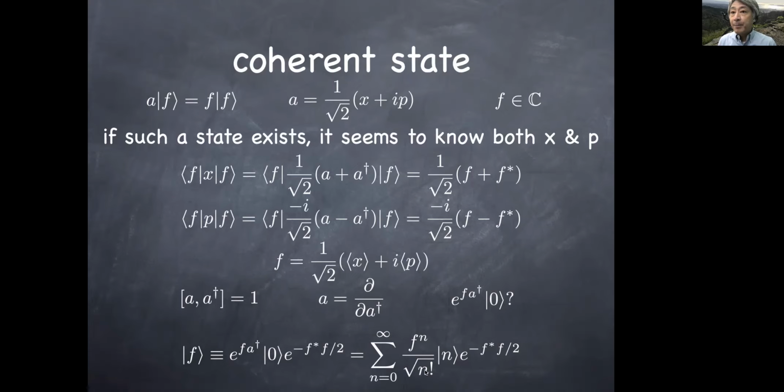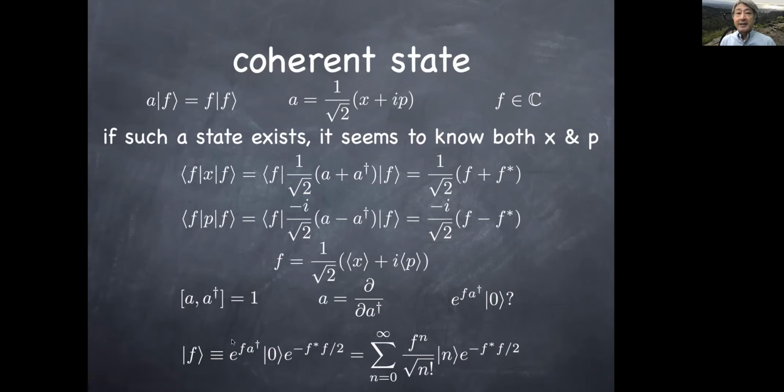That will cancel n part of n factorial. You end up with n minus 1 factorial. And then this is f to the n minus 1 times f. I can pull a factor of f outside of the sum. Then this sum remains the same, but I pulled out the factor of f to the front. Therefore, it turns out to be really the eigenstate of the annihilation operator.